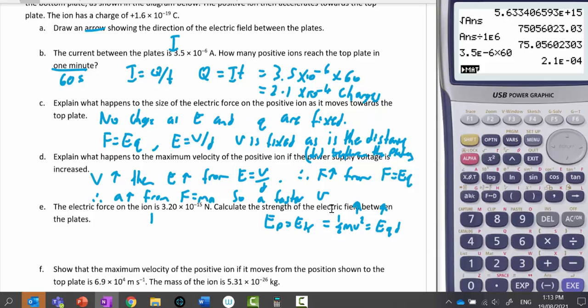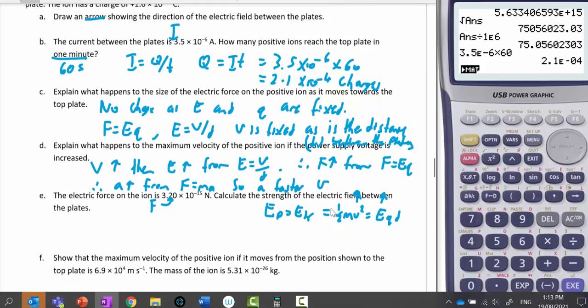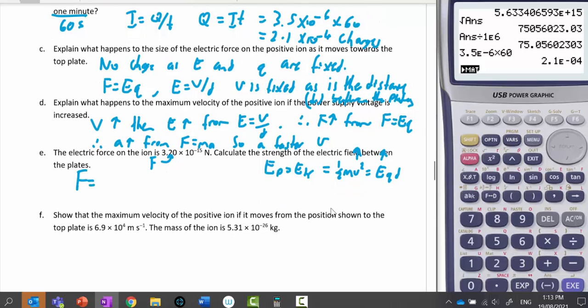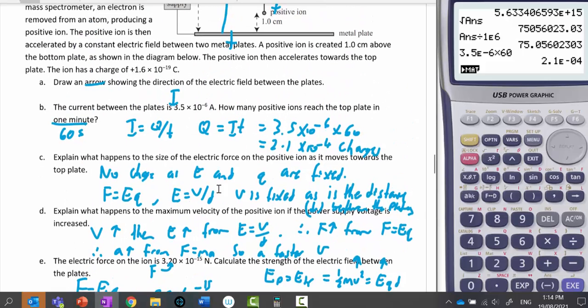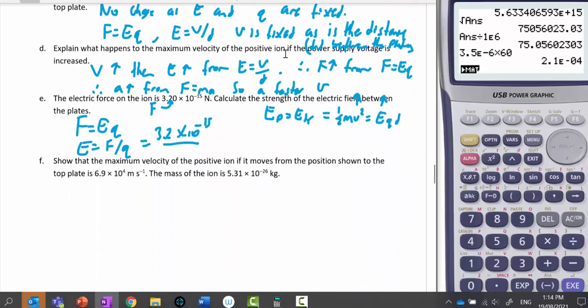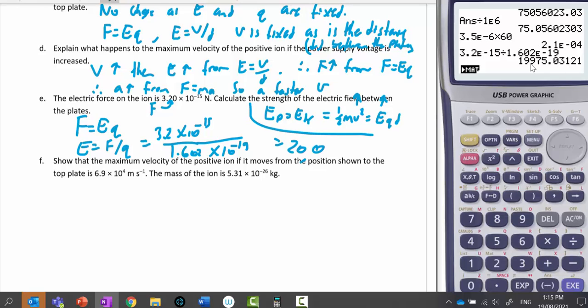The electric force on the ion, so the F, is 3.2 times 10 to the minus 15 newtons. Calculate the strength of the electric field between the plates. And so we've got F equals EQ. We're looking for E, which is F divided by Q. We've been given the 3.2 times 10 to the minus 15, and we're looking for the charge. And it does say a positive ion, doesn't it? So that's saying that it's just 1.602 times 10 to the minus 19, and positive meaning that answer is positive. And so we can type that into our calculator, and we're getting an electric field of around 20,000 volts per meter.